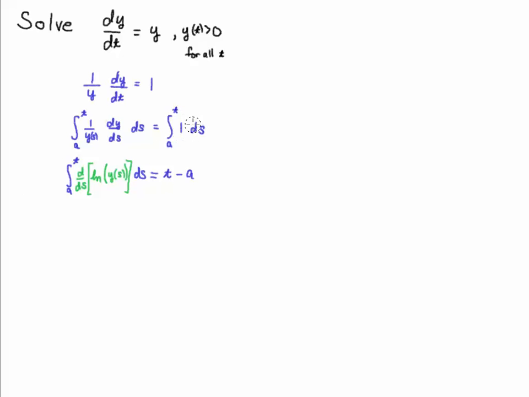I integrate the right-hand side. You can ignore the left-hand side for a moment. Of course, I'm going to get s evaluated at t minus a. So that would be just t minus a, right? On the left-hand side, I recognize what's going on here. This looks like the chain rule just happened. I understand this is a bit of a clever realization.